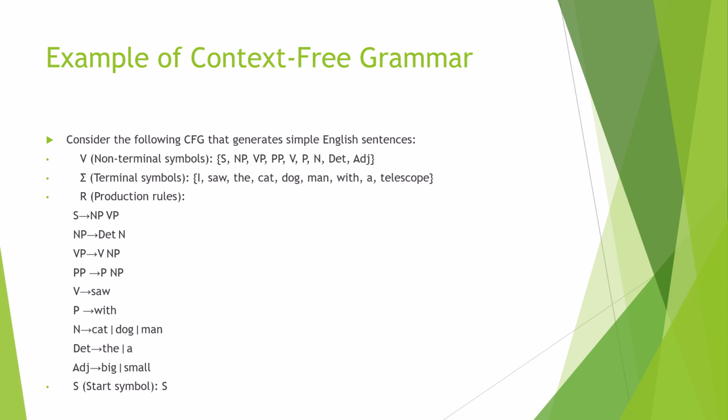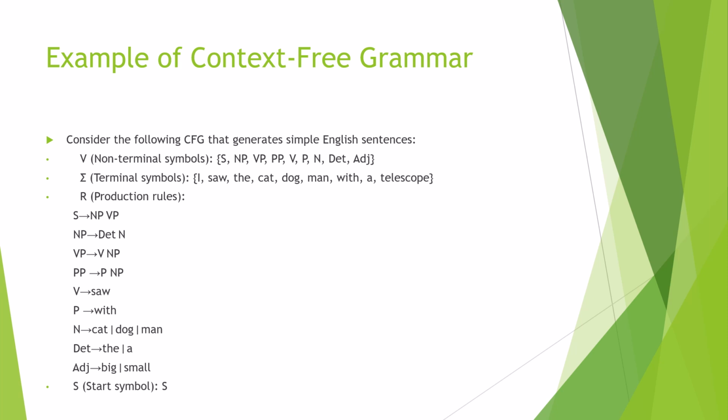Here V can be substituted with saw, the word saw, and then P, the preposition, can be substituted with with, and then noun can be substituted with cat, dog, man, and so on. And determiner a, the, adjective big or small. So we can substitute any of these words, and S is for start symbol.